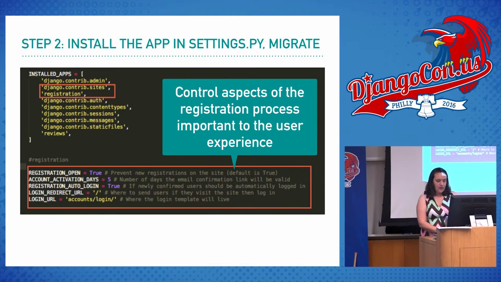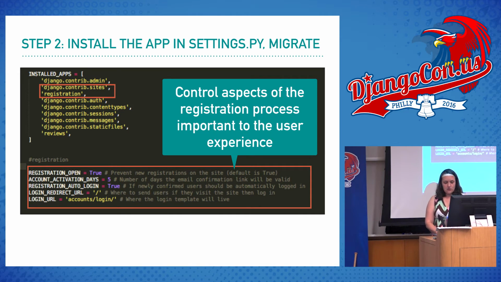Pretty straightforward. You have to install the registration app in settings.py. So here it is. This is how the first tutorial I found told me to do it. And I highlighted here because it later caused me problems. So anyway, you add that. You have to make sure django.contrib.sites is there. And then you should be good.